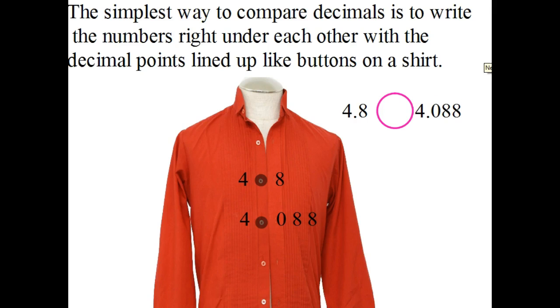4.8 and 4.088. Both whole numbers have a 4. Then we got an 8 against a 0. Remember, you can add your zeros in if you want. 23 and 4.765. Well, 23 would have a decimal point right after it, and 23 is larger than 4, so I'm done right there. 23 whole ones is bigger than 4 whole ones and a part of 1.